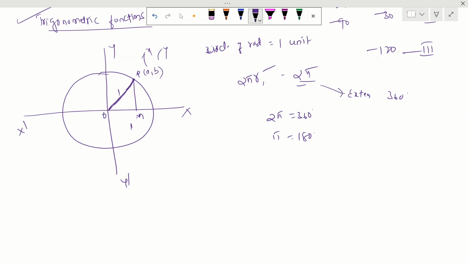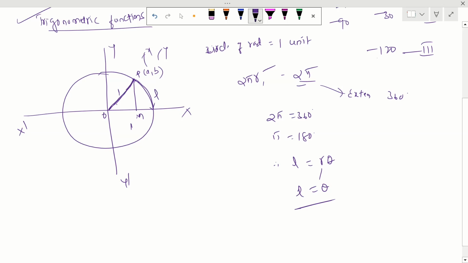And what is this arc? What is the length of the arc? We discussed in the previous class that L is equal to r theta. The value of r is 1, therefore L is theta. So here L is theta. And here, what is the length of the arc?